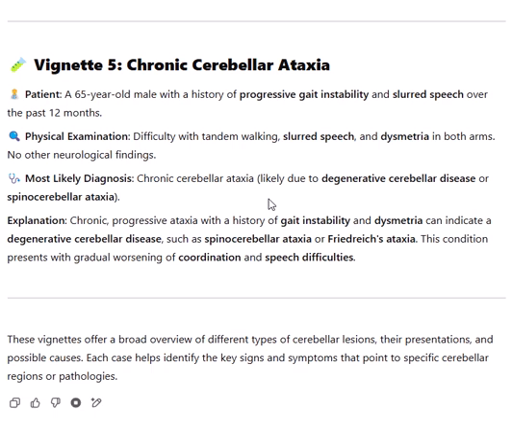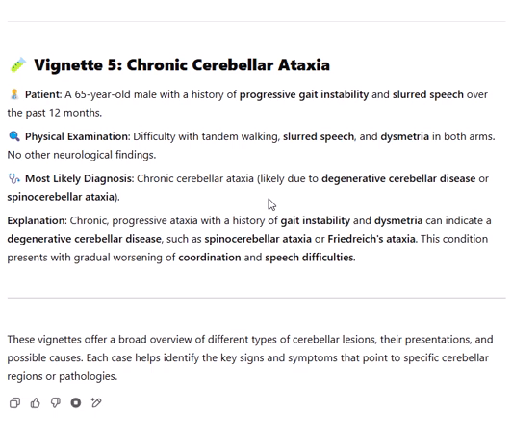Patient, a 65-year-old male with a history of progressive gait instability and slurred speech over the past 12 months. Physical examination, difficulty with tandem walking, slurred speech, and dysmetria in both arms, no other neurological findings. Most likely diagnosis, chronic cerebellar ataxia, likely due to degenerative cerebellar disease or spinocerebellar ataxia.